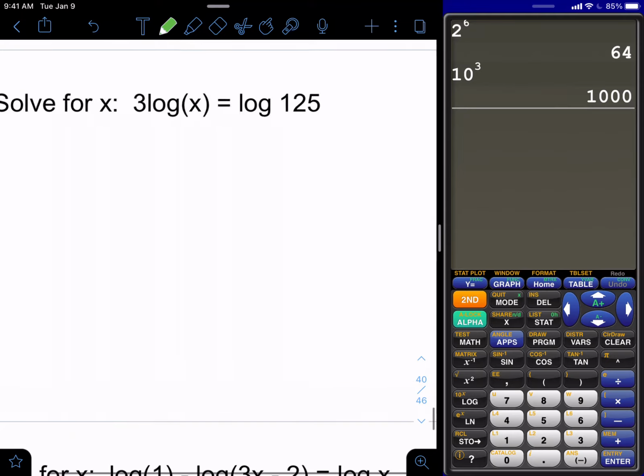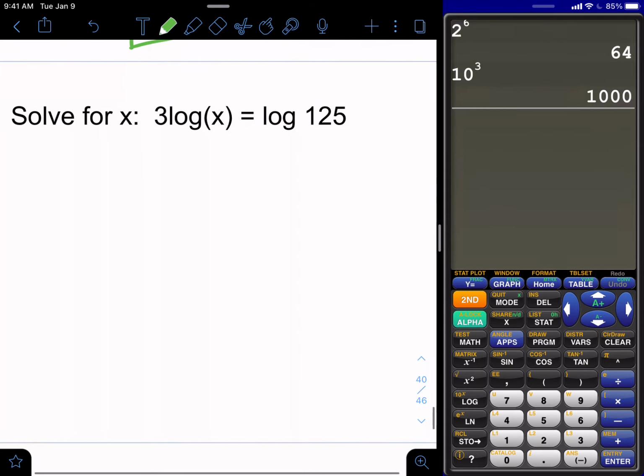Looking down here at the next problem, here we see that we have a log on both sides. So what I want to do is, it wouldn't make sense to try to divide by 3 in this situation. So I'm going to move this up to the exponent like I'm allowed to do. So I will have the log, this is base 10, of x to the third is equal to log base 10, if we don't see it, of 125.